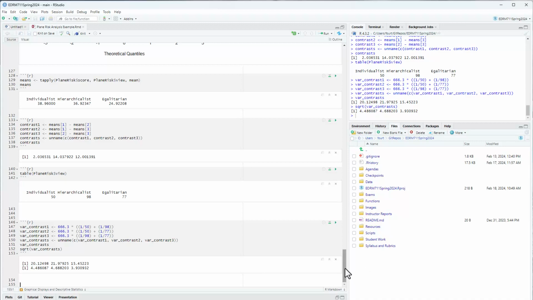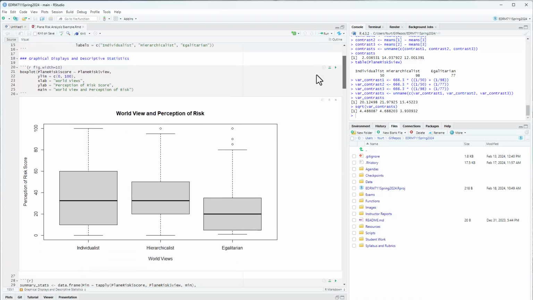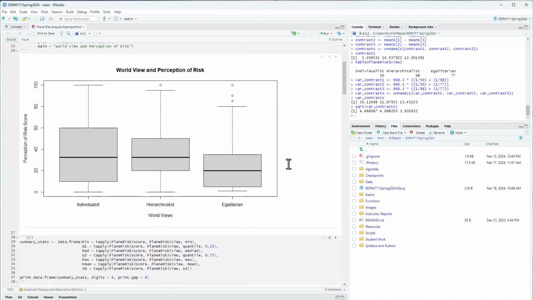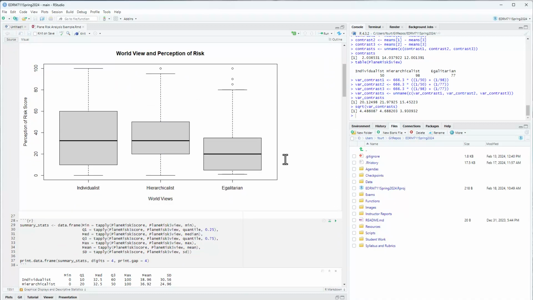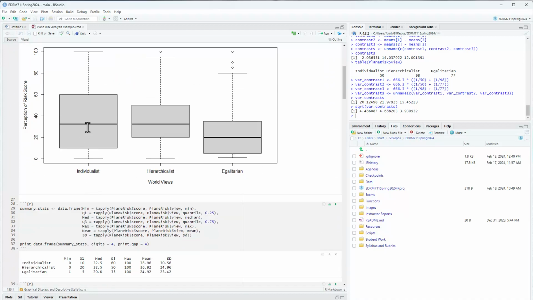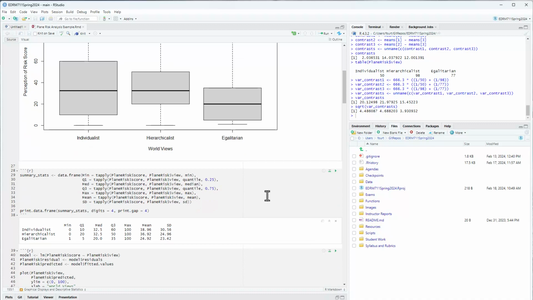So let's start with Tukey. That's what I consider about the most common, because I think the most common question we have is, is there any difference between individualist and hierarchicalist? Is there any difference between individualist and egalitarian, or is there any difference between hierarchicalist and egalitarian? And by difference, I'm talking about the differences in centers of the distribution, that is, the differences in the means of the distributions.